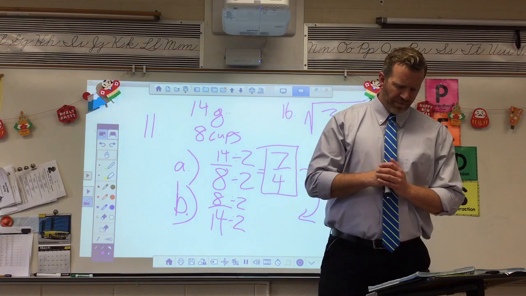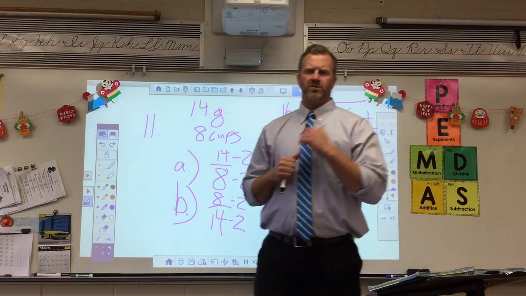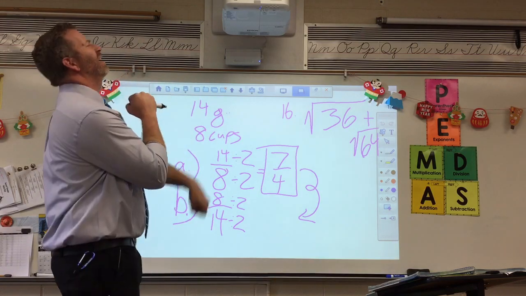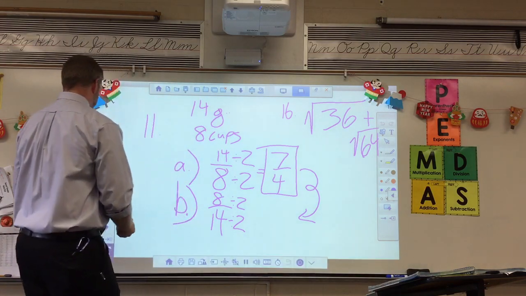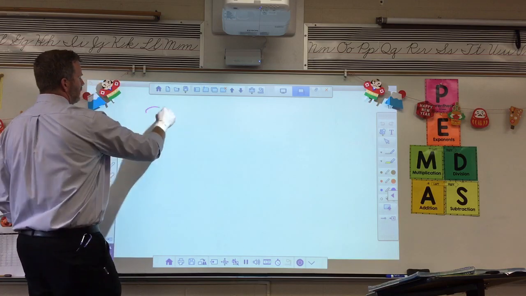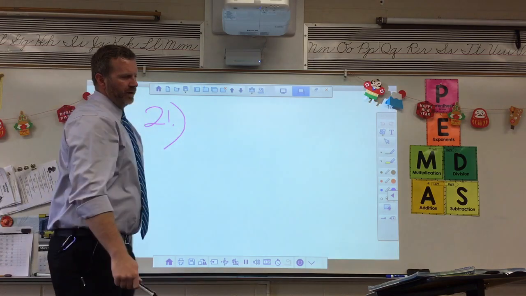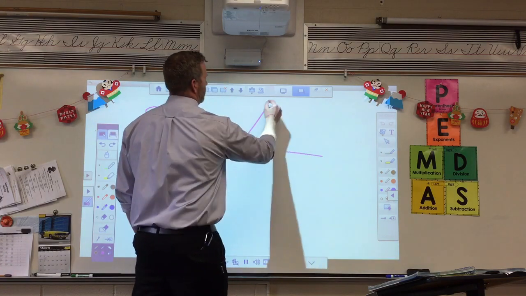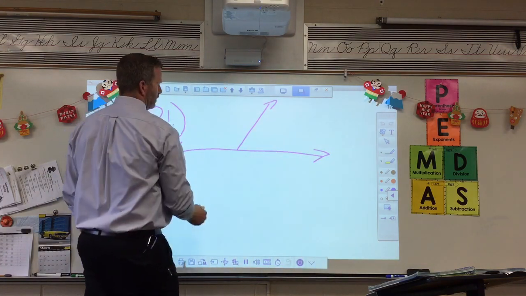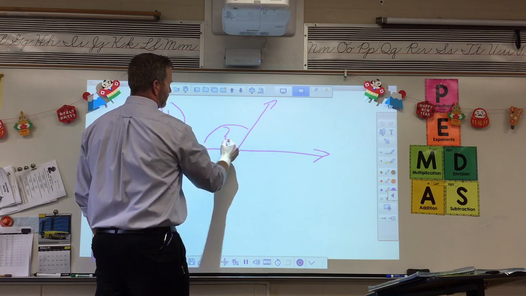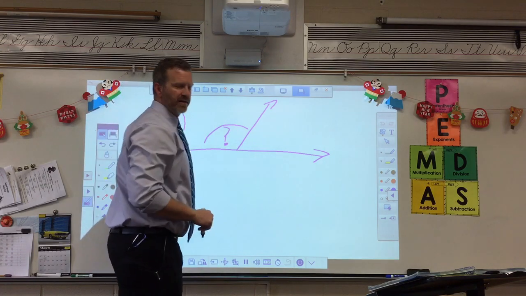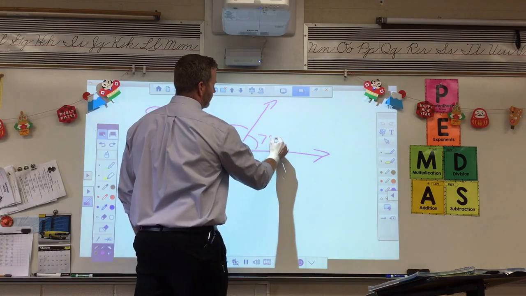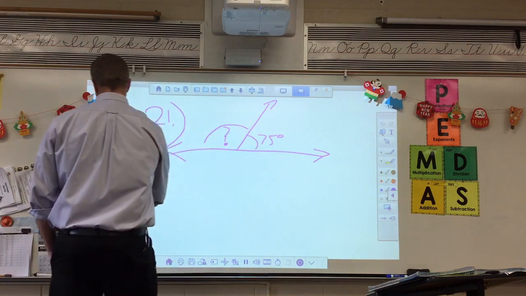Awesome. Let's move on to 21. I know you guys are like, yes, he said 21. That one's a tough one. All right, cool. Let's check it. So number 21. Here we go. 21 looks like this. All right, this is our question. We do not know what that angle is, but we do know that this angle is 75 degrees.